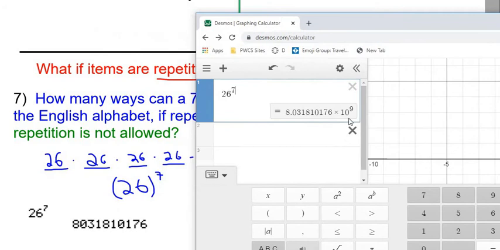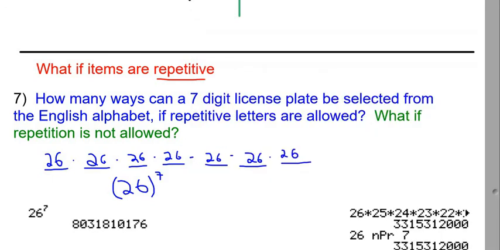Notice that Desmos puts it in scientific notation, where the TI or possibly the Casio can actually handle writing all those out. This one you would just lop off at 3 decimal places and say 10 to the 9th. So what happens if repetition is not allowed?